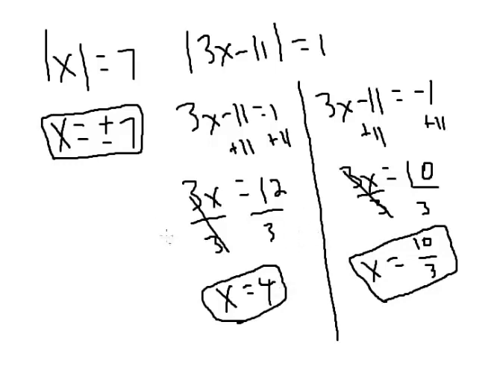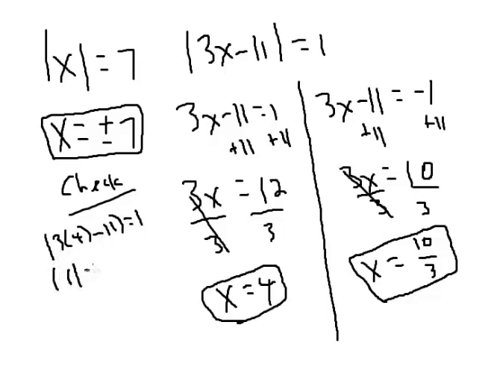And if you want to check it, to make sure it's right, let's look at our initial equation. Let's take this one first. 3 times 4 is 12. So the first one is the absolute value of 3 times 4 minus 11 equals 1. Let's see, 3 times 4 is 12, 12 minus 11 is 1. Absolute value of 1 is 1, which of course is correct.